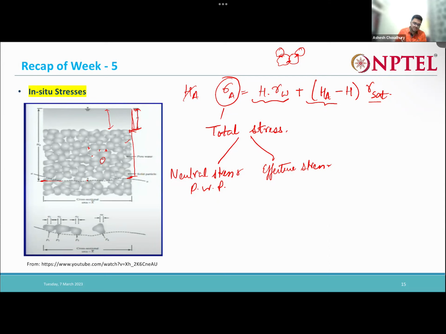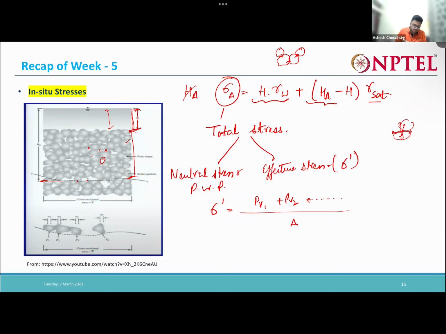So what is my effective stress? This effective stress is nothing but at all these points of contact. See, say this is the point of contact of two grains, right? So there is some stress. Okay, so the sum of the vertical components of all these stresses divided by the area will actually give us the effective stress.